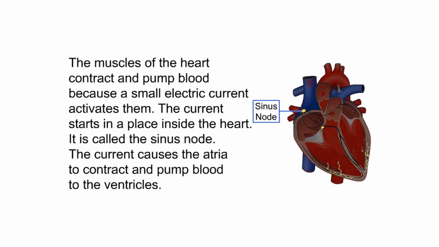The muscles of the heart contract and pump blood because a small electric current activates them. The current starts in a place inside the heart. It is called the sinus node. The current causes the atria to contract and pump blood to the ventricles.